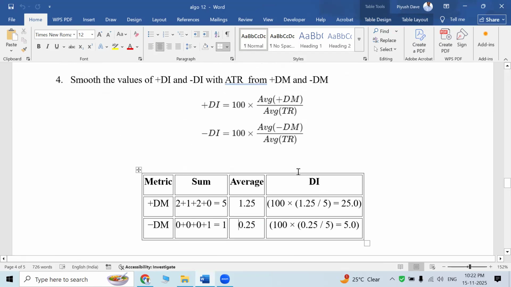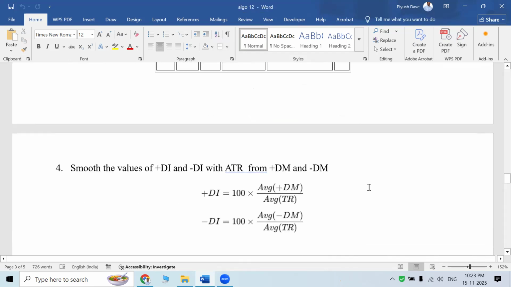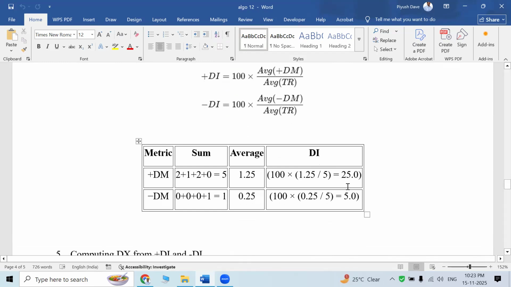Then according to the formula, we are going to calculate the plus DI and minus DI. 100 multiplied by average of plus DM 1.25 divided by 5. 5 is what? Average of all this. So this will give us plus DI. This will give us minus DI.